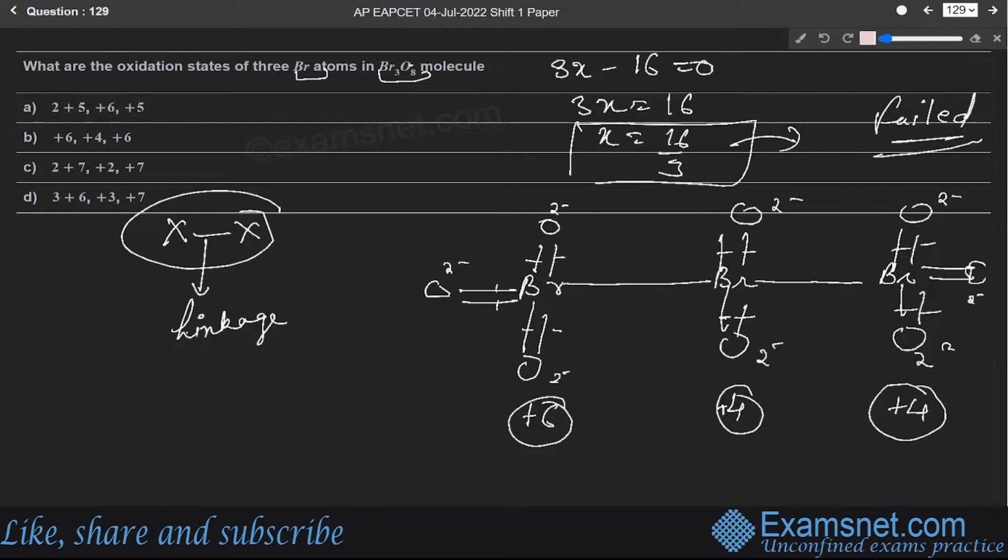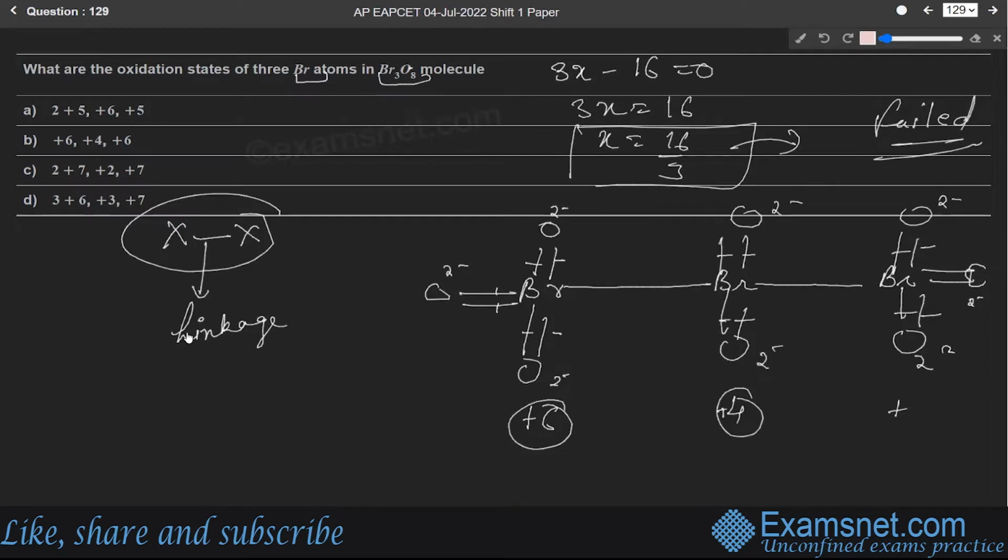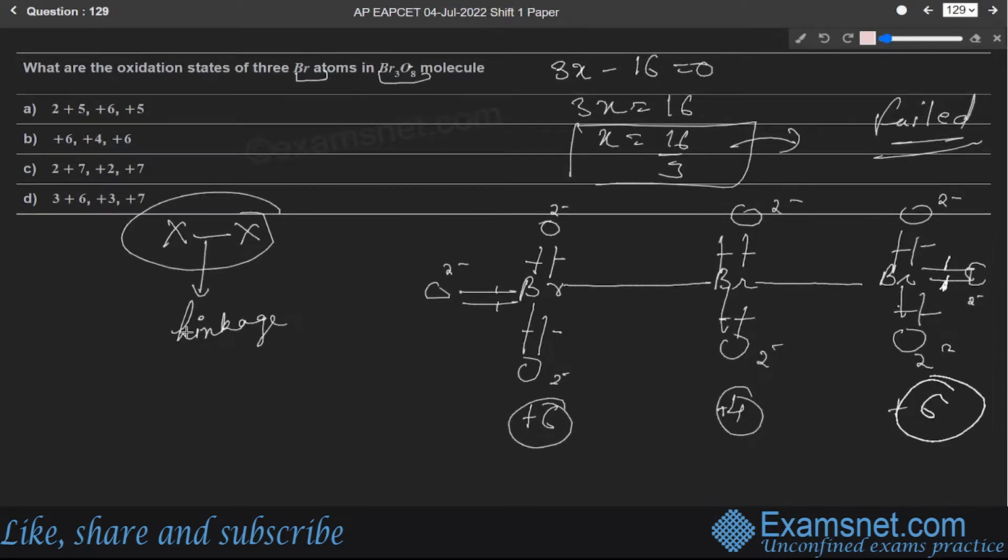Wait, this goes to 6, right? We have just made it a bit wrong. This is +6. We had left this. Yeah, this is +6: 1, 2, 3, 4, 5, 6. So +6, +4, +6. B option is the correct option. Again, this is an easy question, but it can be repeated. So you can mark that as important.